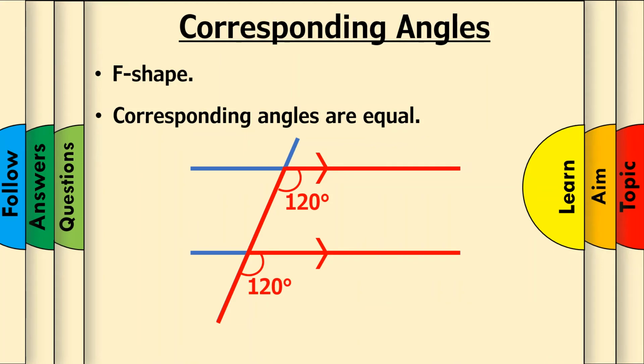Also, these two angles found on the other corners are corresponding too. In this example, they're both 60 degrees. Got that? Let's move on to alternate angles.